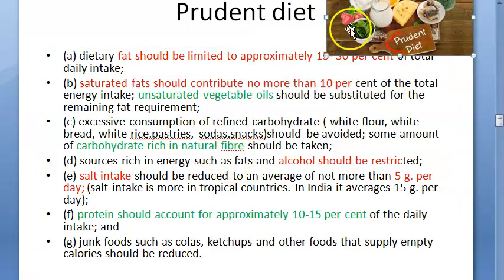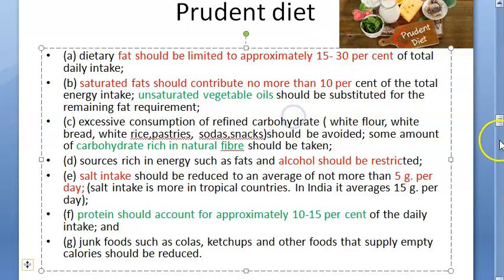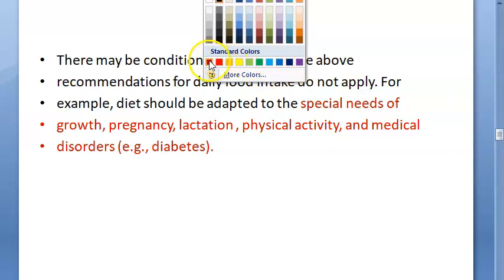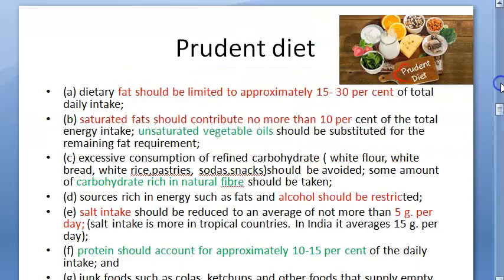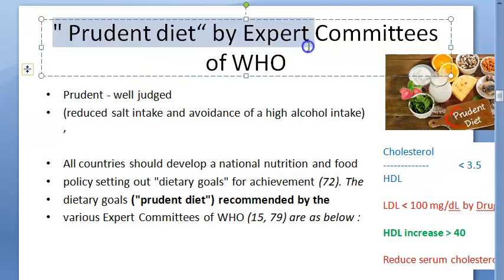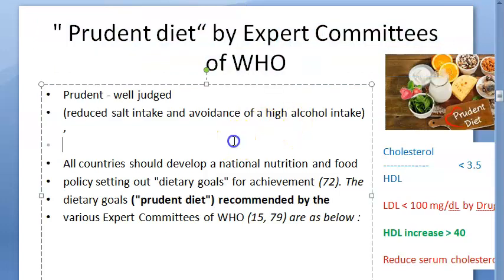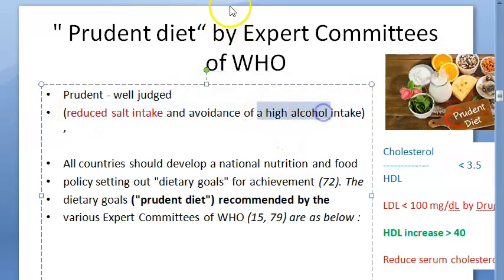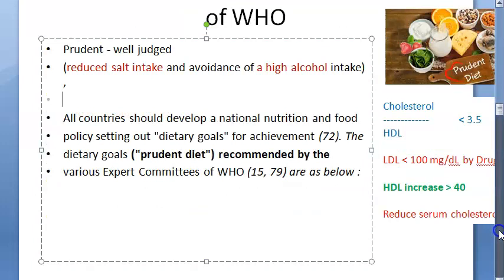You cannot just write some things. You have to write specifically what they are saying. Lastly, they are saying that there will be special needs for growth, pregnancy, lactation, physical activity and medical disorders. There will be separate special needs. You'll have to address that. It's not that one diet fits everything, right? So we are done with prudent diet by expert committees of WHO. What are they saying here? You should have reduced salt intake and avoid alcohol. This is suggested by whom? The WHO expert committee. Prudent means well judged.